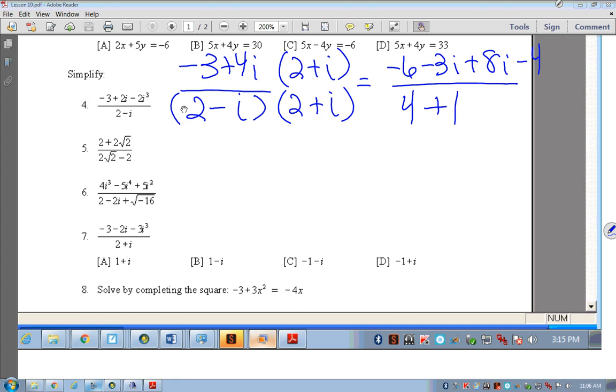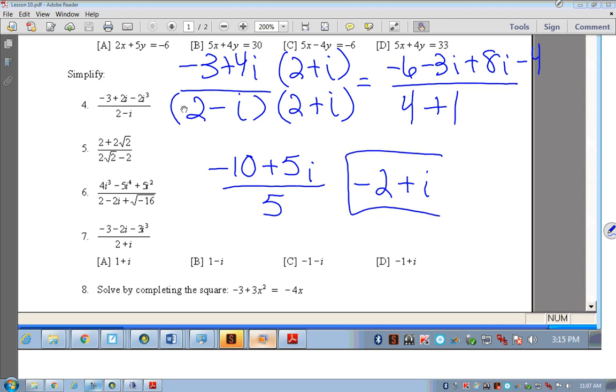Okay, so let's come back up to the top. We've got negative 6 minus 4, which is going to be negative 10, and plus 5i over 5. And this will reduce, right? Negative 10 divided by 5 is negative 2 plus i. And that's your answer. That's what it all reduces down to. Okay?